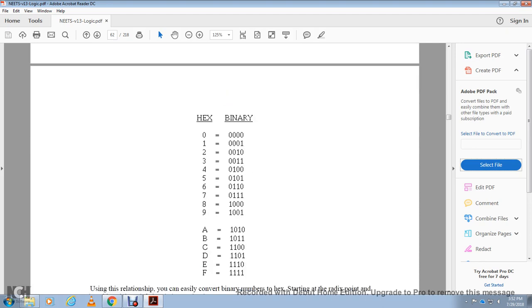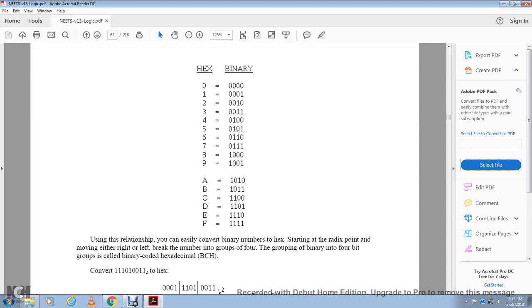A is 1010. B is 1011. C is 1100. D is 1101. E is 1110. And F is 1111.